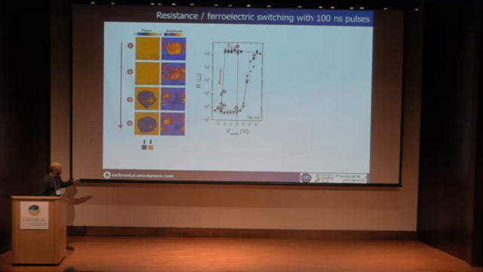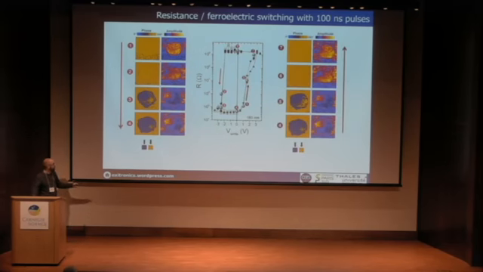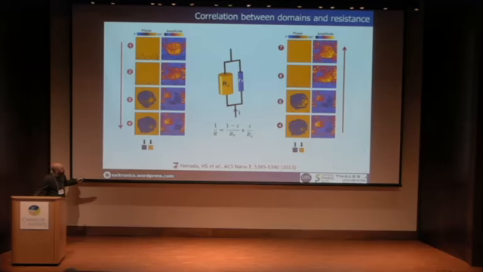And then when we reach the on state, we have a majority of upward domains in this junction. So the switching between these two states, 1 to 4, is related to the reversal of polarization from downward to upward. And this is reversible with positive voltage pulses. We progressively increase the resistance to the off state, and the polarization switches back to the downward configuration. So we can have a quantitative agreement between the polarization configuration and the resistance by simply considering a parallel conduction through each of the domains.